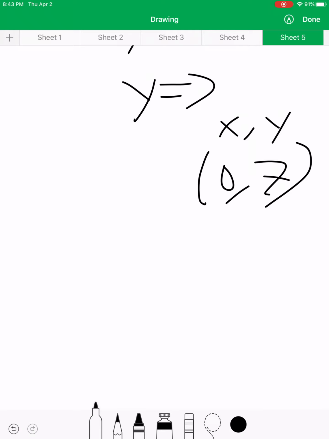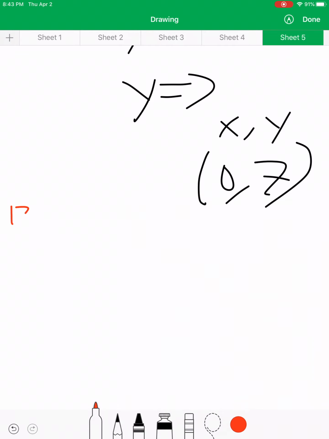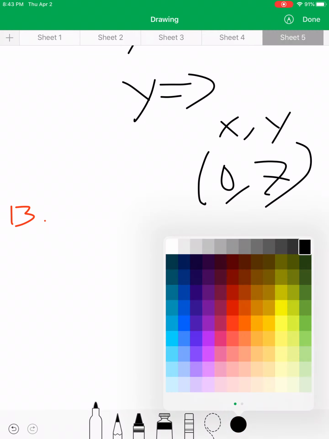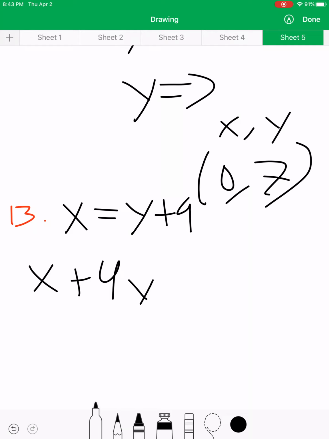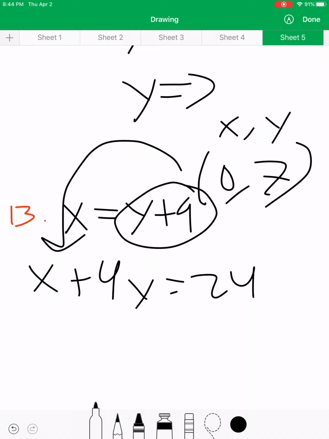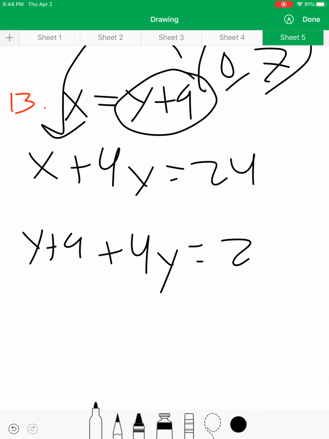All right, flipping the page, we're on number 13 now. Number 13, it's x equals y plus 9 and x plus 4y equals 24. Now in this case, I told you what x equals. X equals y plus 9. Plug it in for x. So now what you have is y plus 9 plus 4y equals 24.